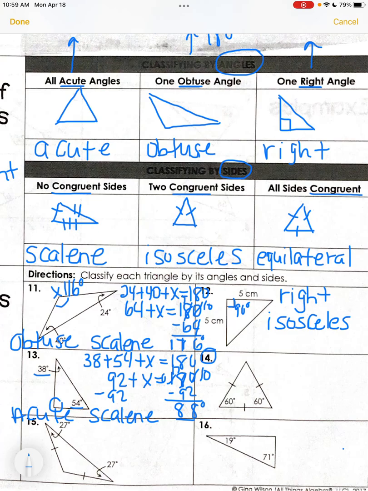Okay, go ahead and do 14, 15, and 16. And when you are done, bring them up to my desk and I will check them. You need to label them as an acute, obtuse, or right, and then scalene, isosceles, or equilateral. So each triangle should be labeled with 2 words. Again, go ahead and take time to do them, and then bring them up to my desk. For 15 and 16, you will need to find the measure of that missing angle to help you label those appropriately.